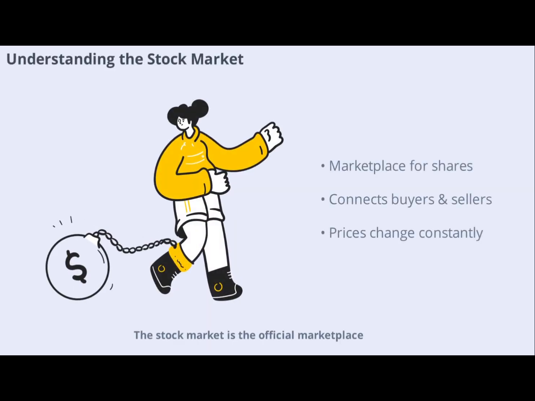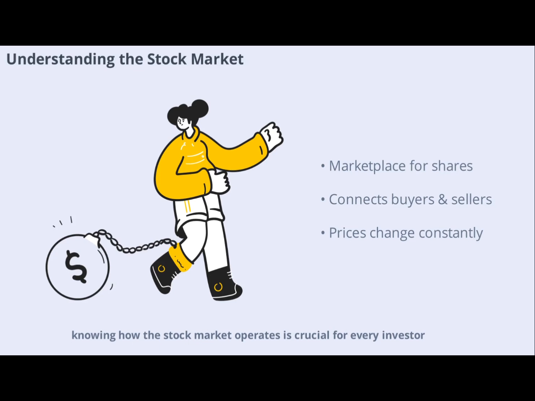The stock market is the official marketplace where investors buy and sell shares of companies. It's a dynamic environment where prices change constantly based on supply and demand. The market connects buyers and sellers, making it possible for companies to raise capital and for investors to trade ownership in businesses. Whether you're buying your first share or tracking market trends, knowing how the stock market operates is crucial for every investor.